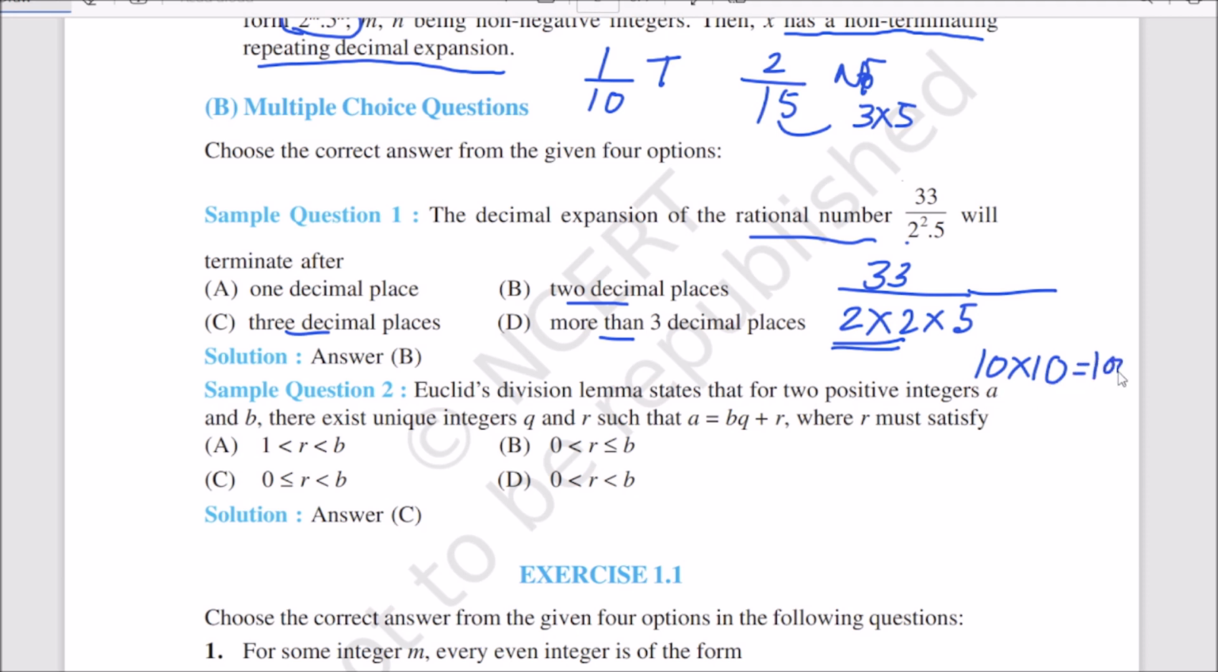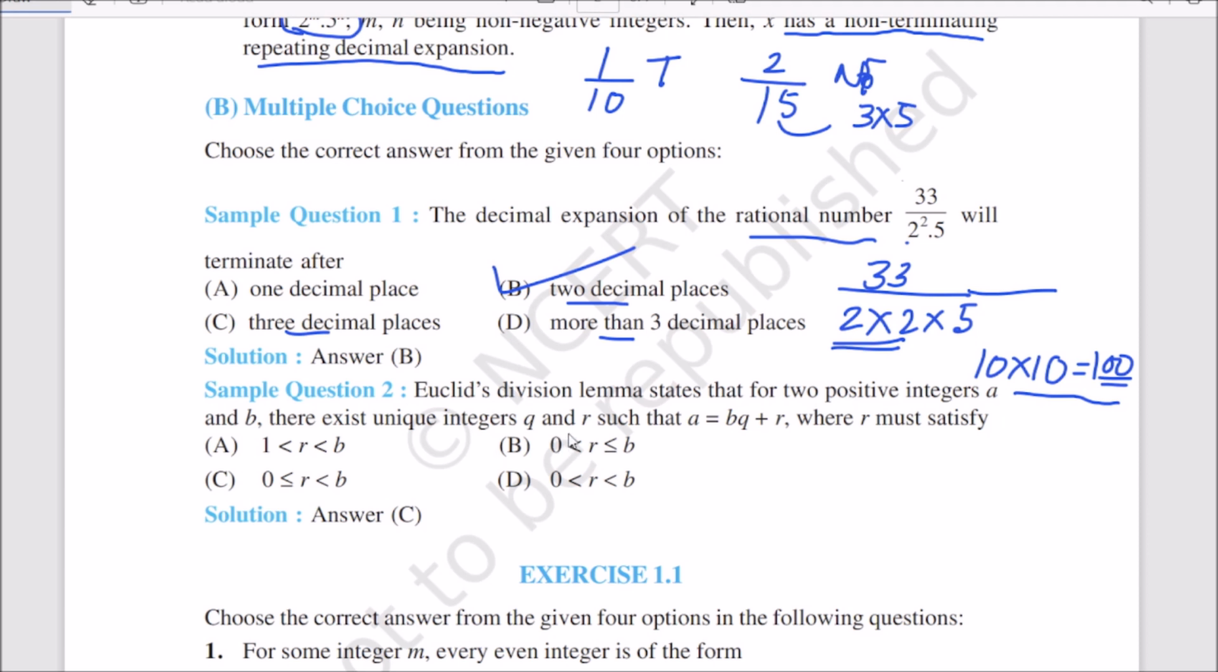So this rational number will be terminating after 2 decimal places, because you need another 5, or you have to see how many 10s are possible. So it will terminate after 2 decimal places.